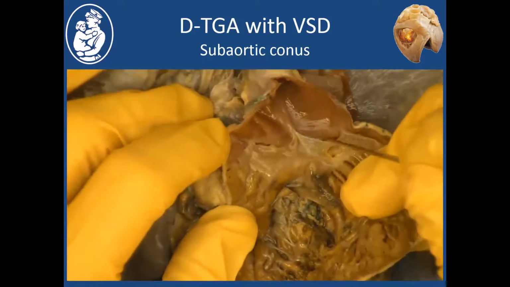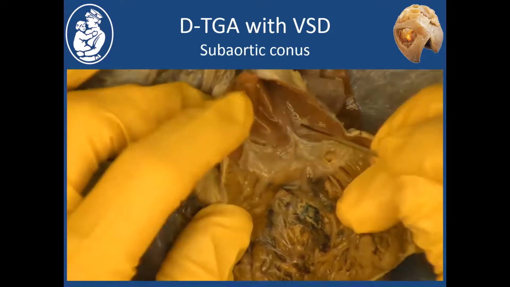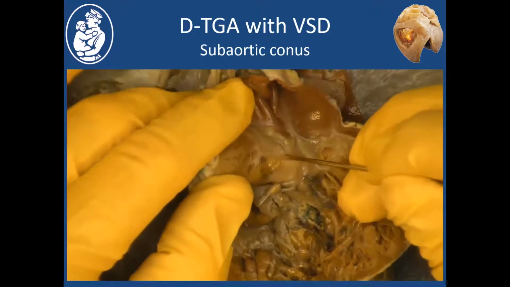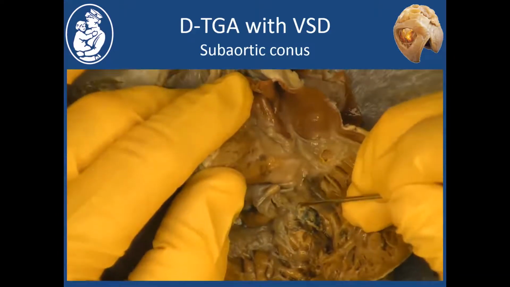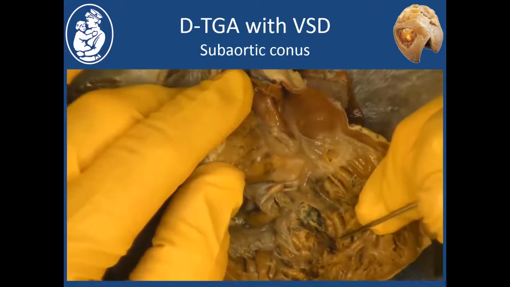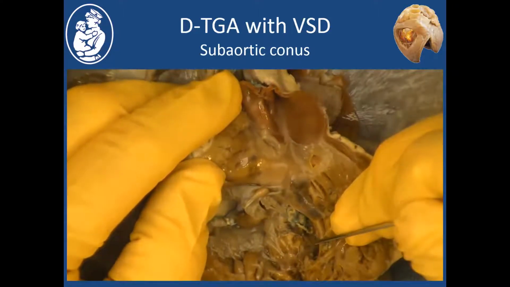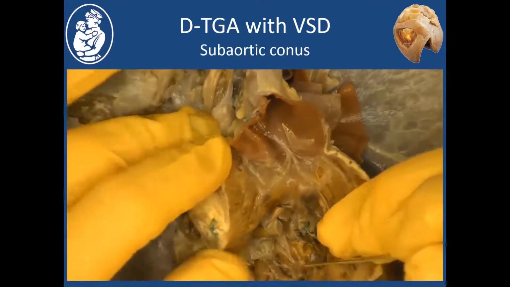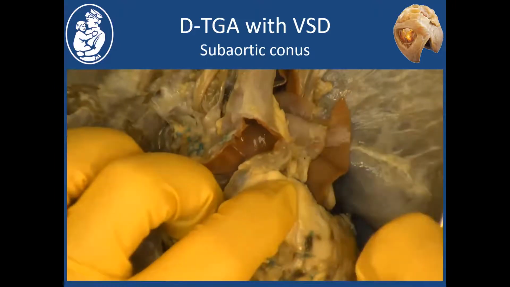The aortic valve here, various leaflets of the aortic valve. And this is conal or infundibular muscle that separates the aortic valve from the tricuspid valve. So this is a complete ring of muscle, complete conus beneath the aortic valve. This is quite typical of transposition of the great arteries.